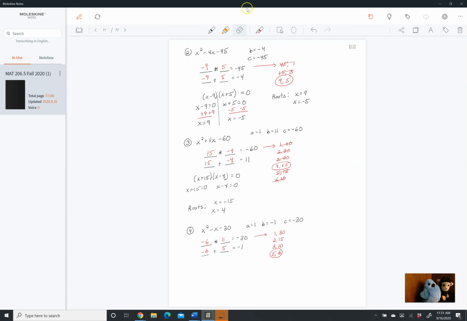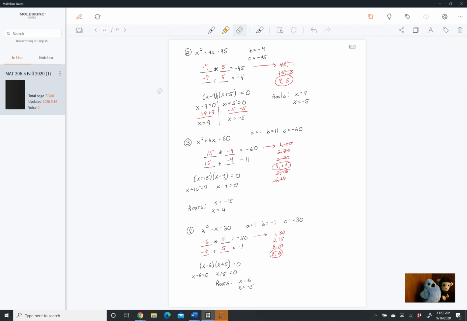Okay, so what does this mean? This means our factors are x minus 6 times x plus 5. We set it equal to 0. Either x minus 6 equals 0 or x plus 5 equals 0. Which means our roots, when we solve those equations, are x equals 6 and x equals -5. Okay, so this is what you do when a is equal to 1.